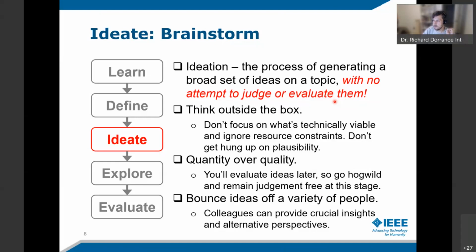As it says here, don't focus on what's technically viable or financially viable. You can ignore resource constraints and any such things. You want to generate as many different ideas as possible, and you don't want to get hung up on whether it's plausible, or whether or not it violates physics.